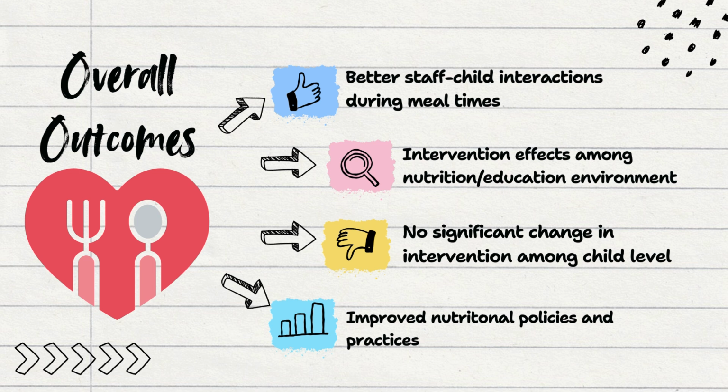The overall outcomes of the studies are shown. There were better staff-child interactions during mealtime, suggesting that children were more willing to try fruits, vegetables, and whole grains, and overall changed their perception of the following foods. Furthermore, the intervention's effects among nutrition education and the environment also improved by the staff learning about nutrition and helping educate the families as well, which promoted more healthy behaviors.